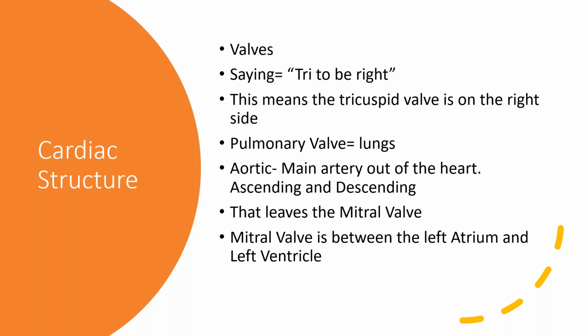This means that the tricuspid valve is on the right side of the heart. Pulmonary goes to the lungs, which you probably could figure out, and then the aortic is the main artery out of the heart. And it divides into ascending and descending, sending blood above the heart or below the heart. Descending is below the heart, ascending is above the heart. That leaves the mitral valve, which is between the left atrium and the left ventricle.